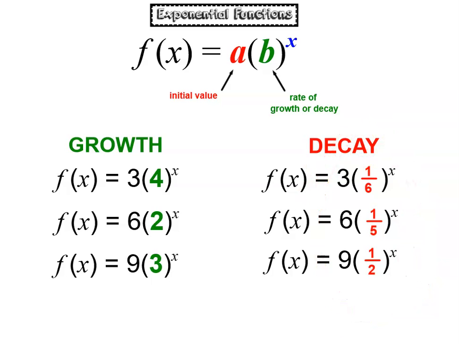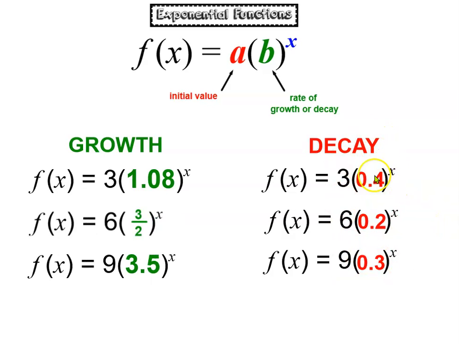Now remember, you're not going to have a negative value here. You're going to have a fractional value, a value that is between 0 and 1. Sometimes it will be a fraction, but more often than not, it will be some decimal value. So the difference between growth and decay is that the value in the b position, or the base of the exponent, hence the letter b, the base of the exponent, is a value between 0 and 1.